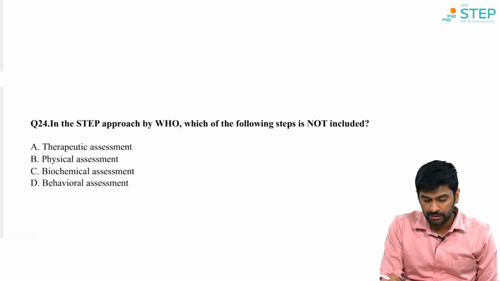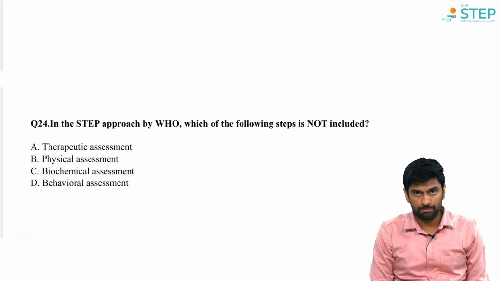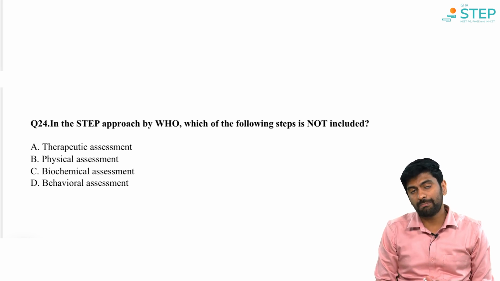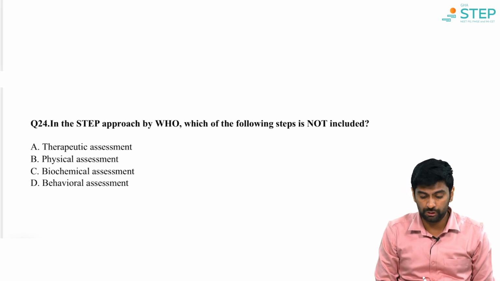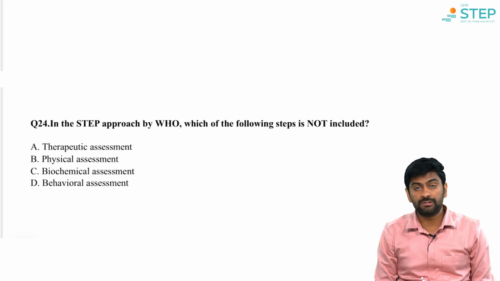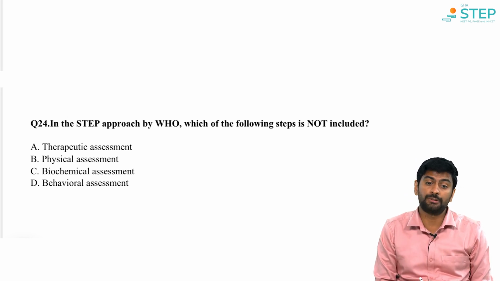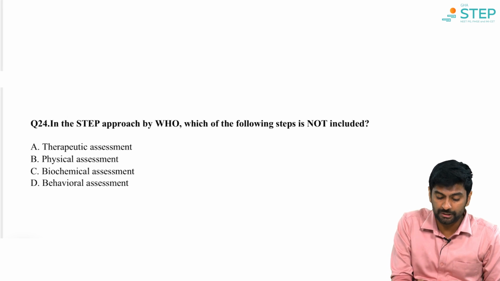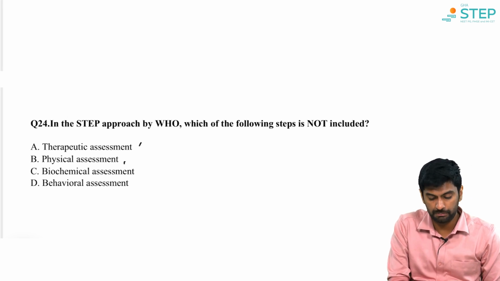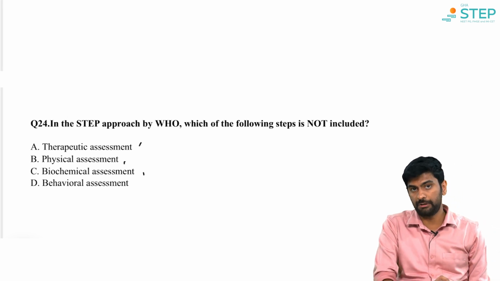Now, in the STEP approach by WHO, this is a STEP manual, it's called a STEP manual for non-communicable disease management. Which of the following step is not included? So basically we are assessing them for the risk of non-communicable diseases. So options are therapeutic assessment, physical assessment, biochemical assessment and behavioral assessment.